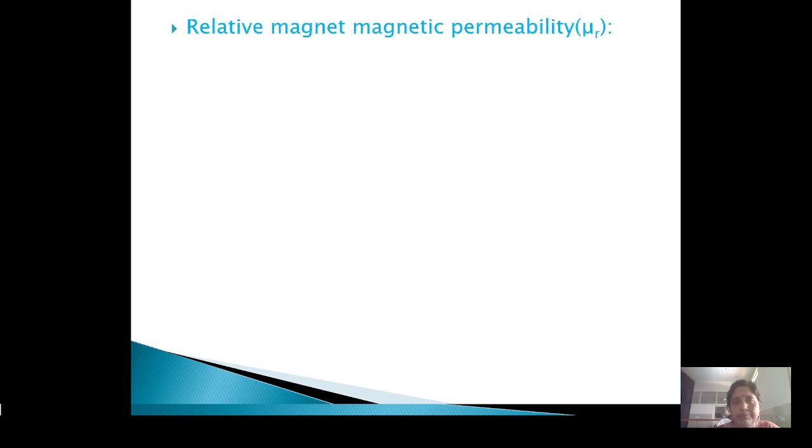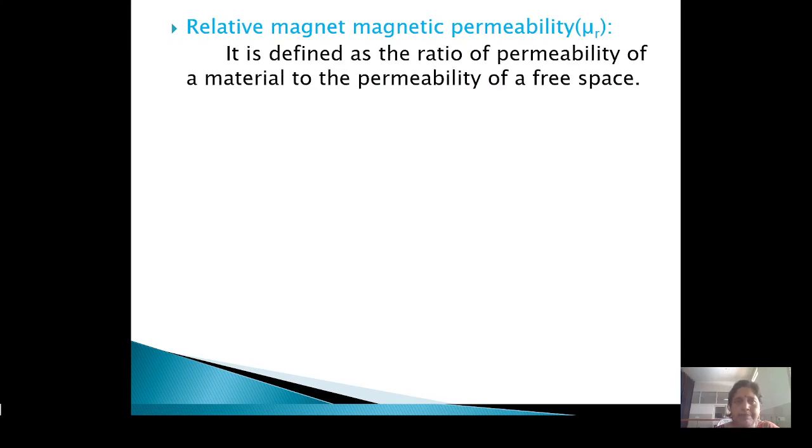Relative magnetic permeability. It is defined as the ratio of the permeability of the material to the permeability of free space. Mu by mu naught is equal to mu r. So mu is equal to mu naught mu r.